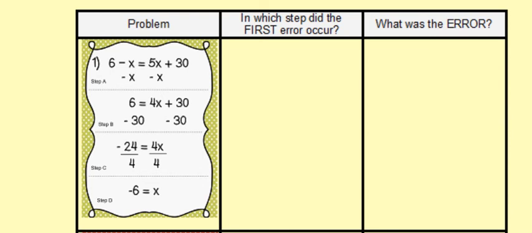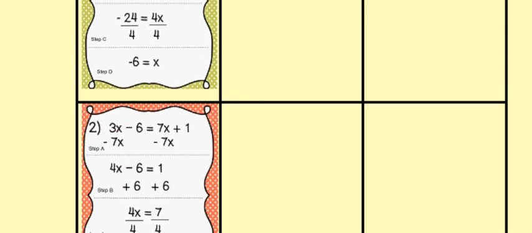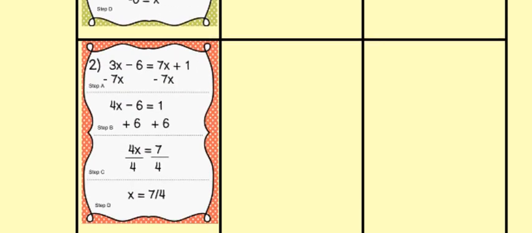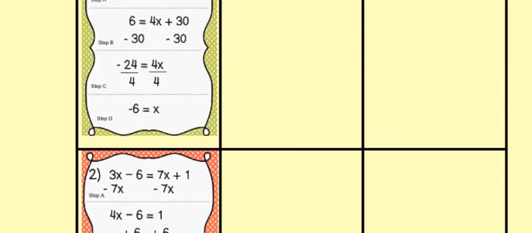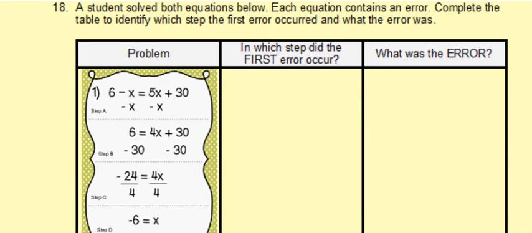The first equation is 6 minus x equals 5x plus 30. Equation number 2 is 3x minus 6 equals 7x plus 1. Be sure to fill in all of the boxes for problem 1 and problem 2. This is the end of question 18.